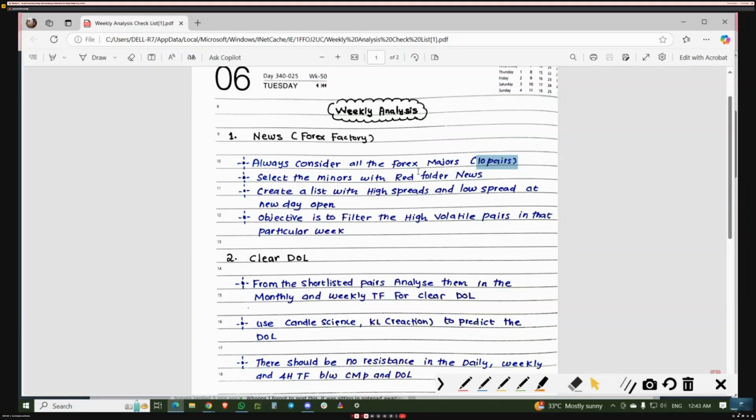That also there should be a minimum of more than one news per week, because then only we can say people are just trying to push the price towards the news direction.